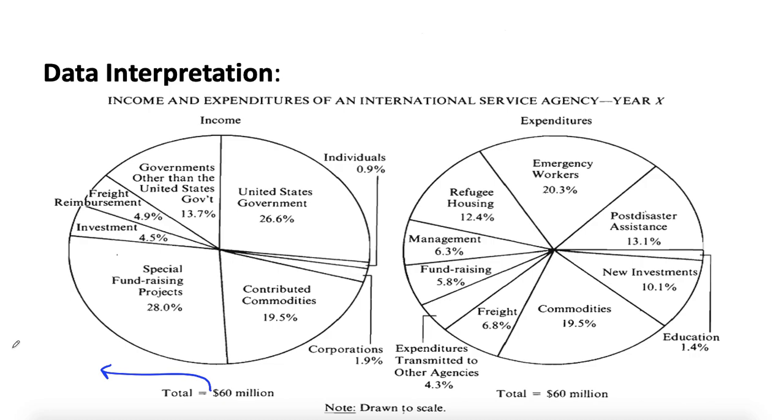So what will be 1% of this? If we divide this by 100, 1% will be 0.6, and what is 10% if we divide this by 10? So 10% will be equal to 6 million. Both of these are in million, right? And likewise for this as well, 1% is equal to 0.6 and 10% is equal to 6 million. So that's all we need to know.